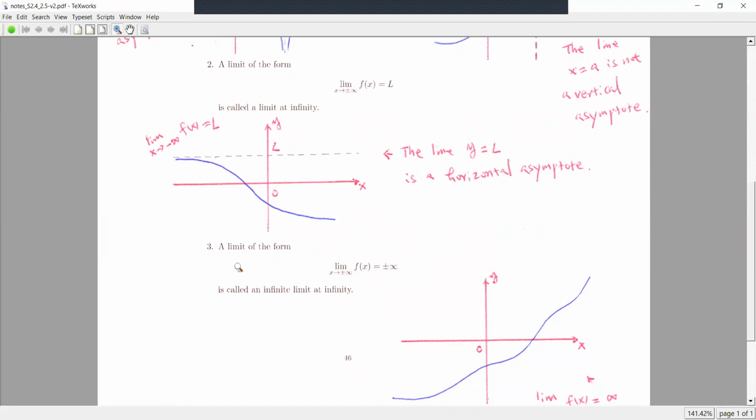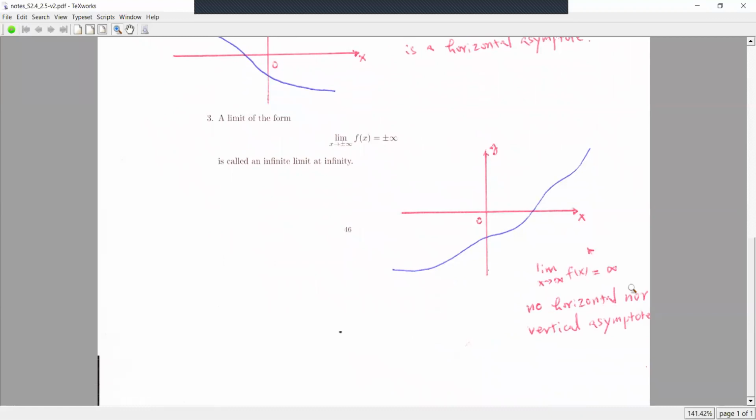Review number 3. A limit of this form is called an infinite limit at infinity. X approaches infinity. The function approaches infinity. Here, this is an infinite limit at positive infinity. The corresponding graph is this curve. In this case, the function has no horizontal asymptote, no vertical asymptote.